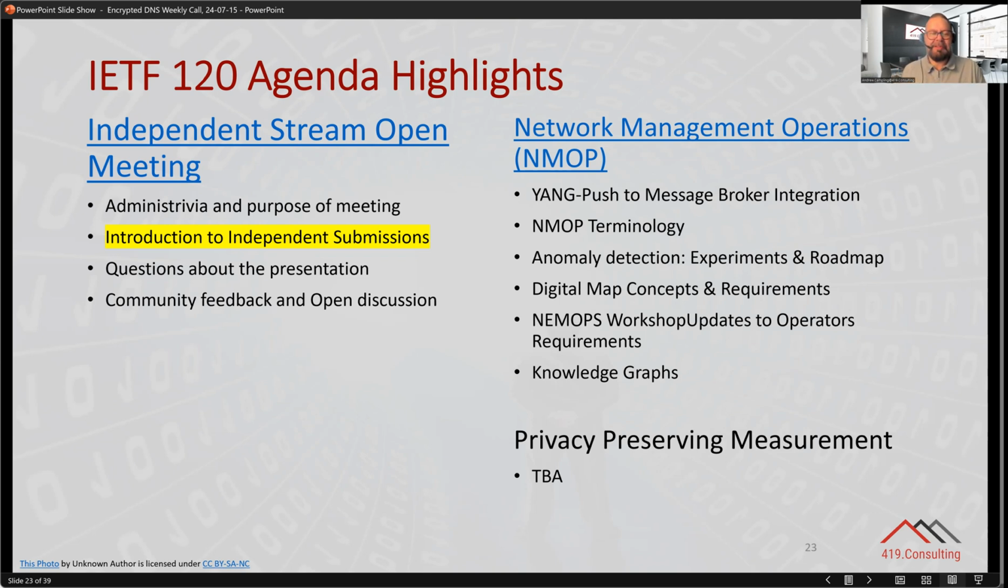So I personally think that's probably the one to go to. And then session 2, you've got Network Management Ops and Privacy Preserving Management. I put those agenda points for NMOP on the screen. PPM, there's no agenda yet, so that's TBA currently.